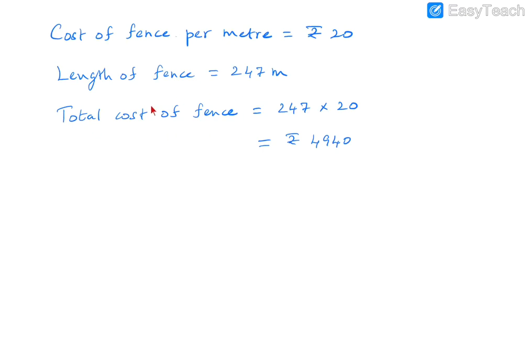Okay, so the total cost of the fence, that is the cost of the barbed wire, is going to be 4,940 rupees. Okay, so we have seen these examples here, and we'll see a couple more examples from this chapter, and that will be the end of this chapter. Okay, it's a very short chapter and a very simple chapter.